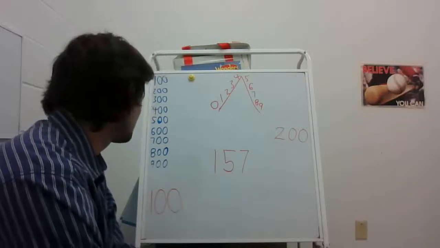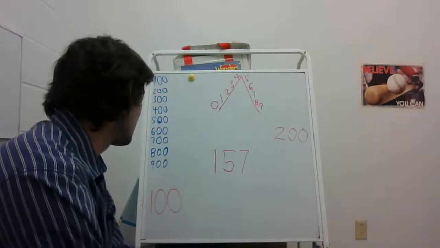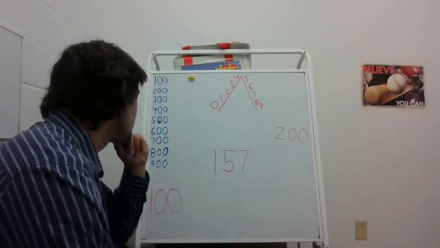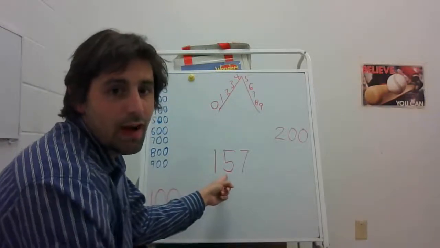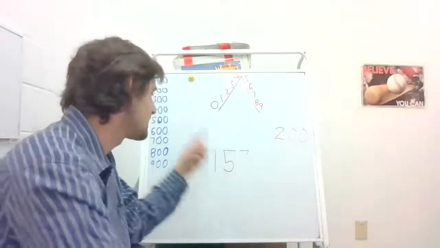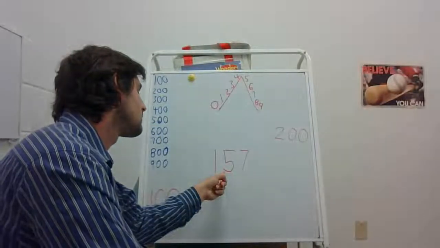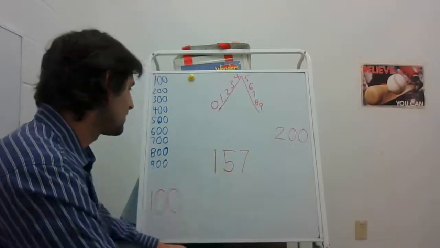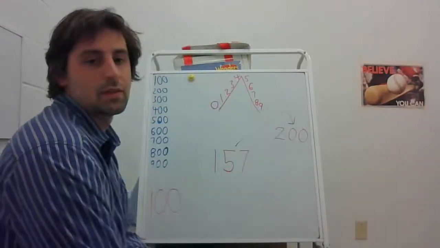So 157 falls in between 100 and 200. So those are the two closest hundreds. To determine whether we're rounding down to 100 or up to 200, we're looking at the digit in the tens place. Remember, 5 or more, we raise the score. 4 or less, we regress. So since the digit in the tens place is a 5, we're rounding up. So 157 is going to round up to 200.